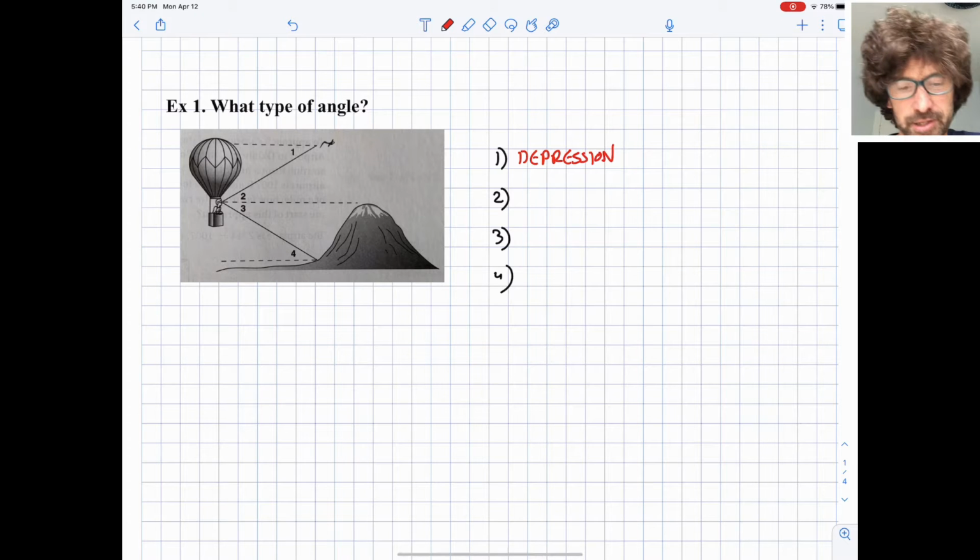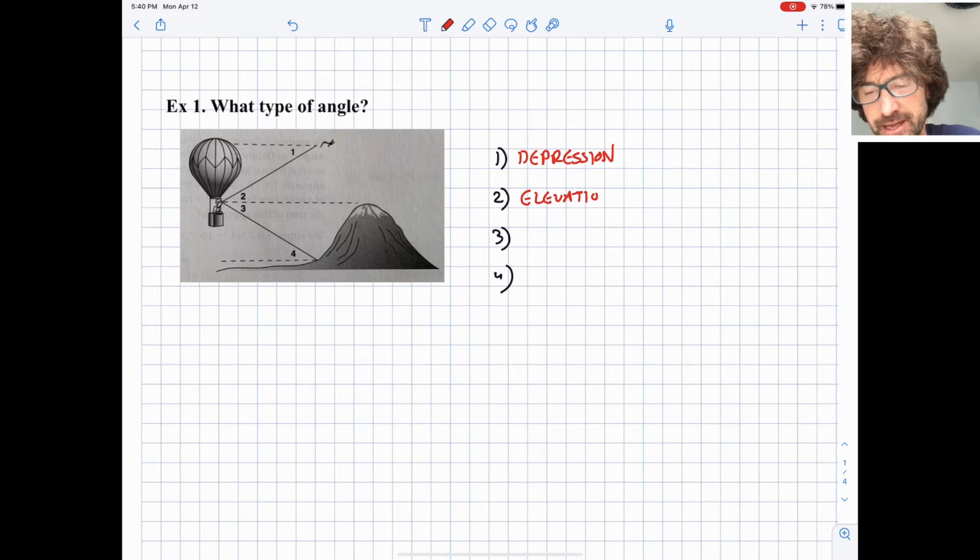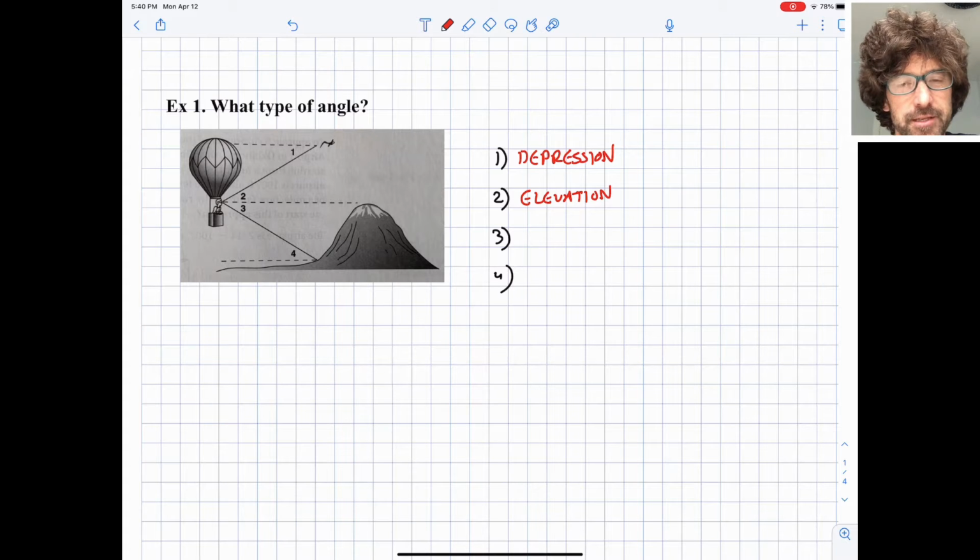That bird is looking downwards at the balloon relative to the horizontal. Angle 2 is going to be an angle of elevation. I hope you can see that angles 1 and 2 will be congruent angles, okay? They're actually alternate interior angles in geometry vocabulary. They're congruent angles, but 2 is an angle of elevation and 1 is an angle of depression.